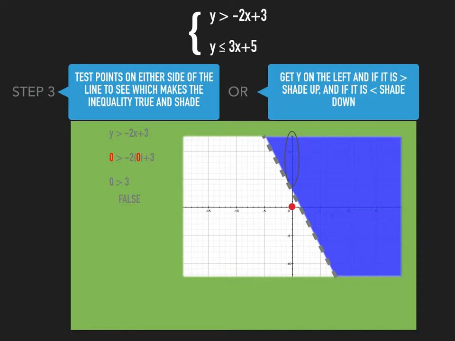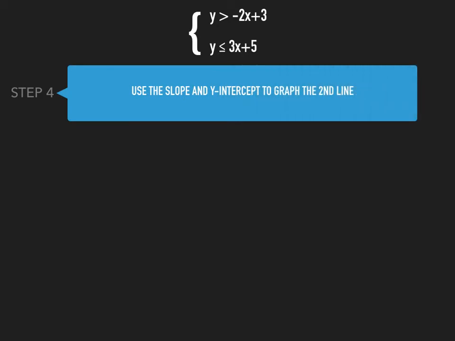Once again, please note that we have a dotted line because it cannot be equal to any part of that line. None of the coordinates for that line are going to work in our equation. Okay, let's go ahead to step 4.